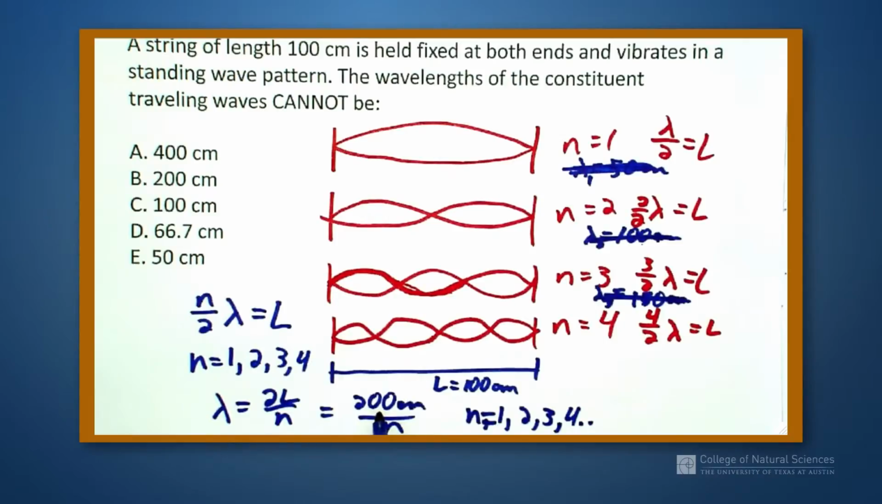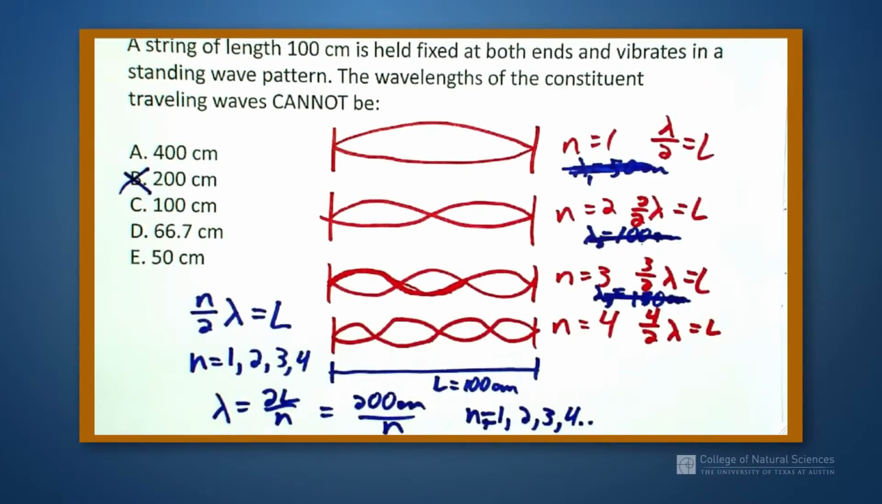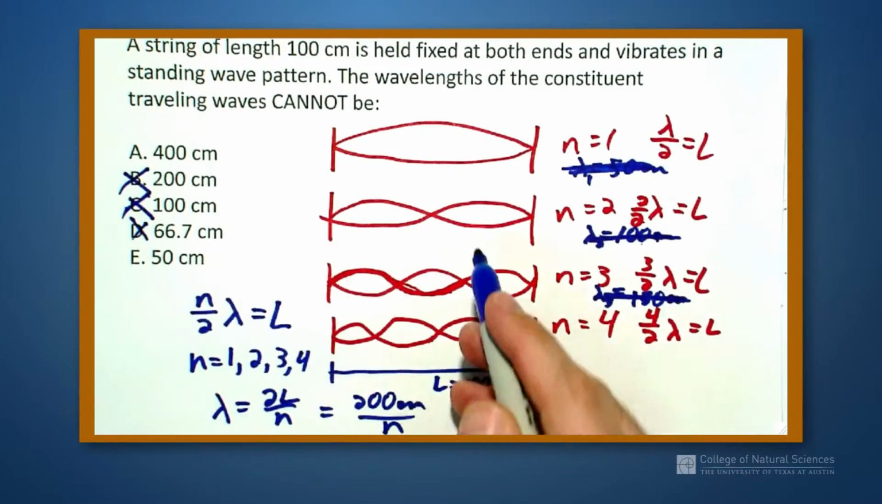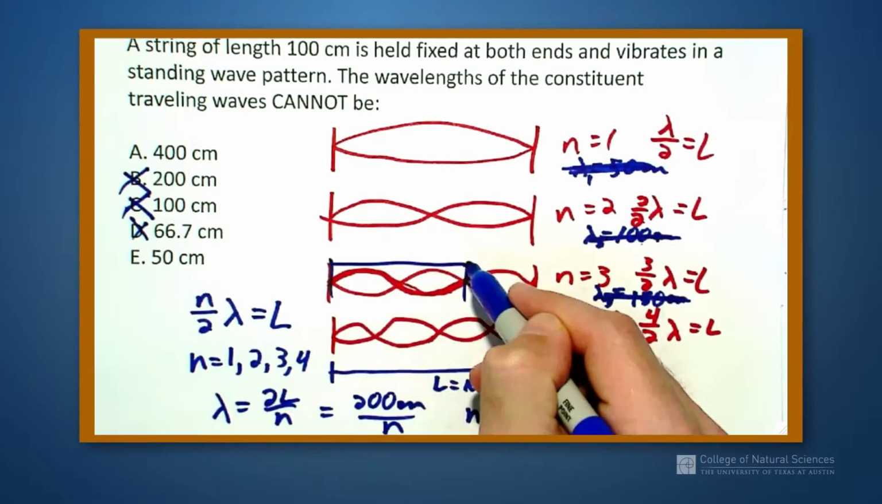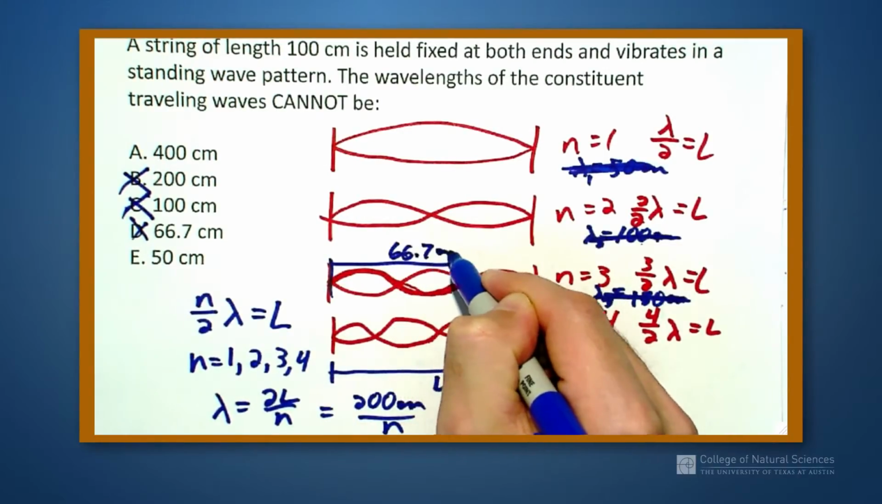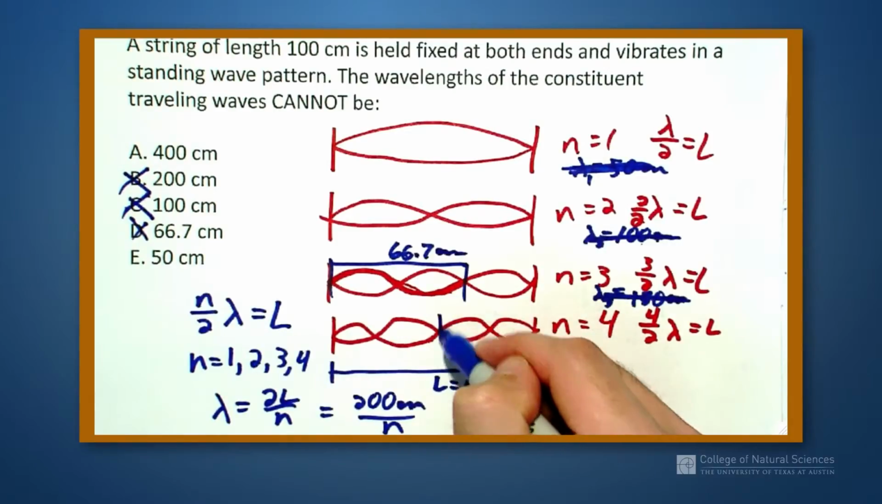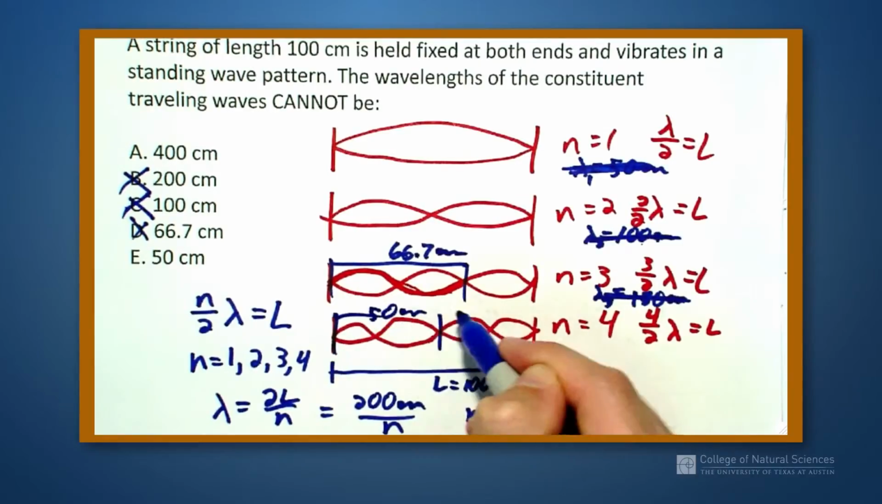All right, so 200 divided by 1 is 200. Well, that's possible. 200 divided by 2 is 100. 200 divided by 3 is 66.7, which would correspond to this guy. This is 66.7 centimeters. 200 divided by 4 is going to be this length, which is going to be 50 centimeters.